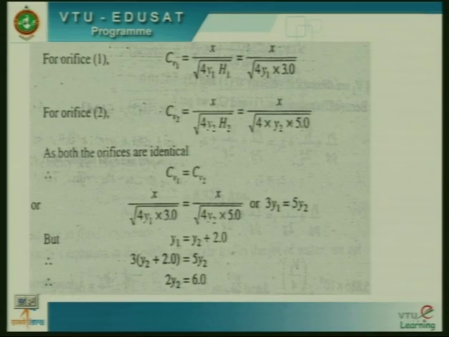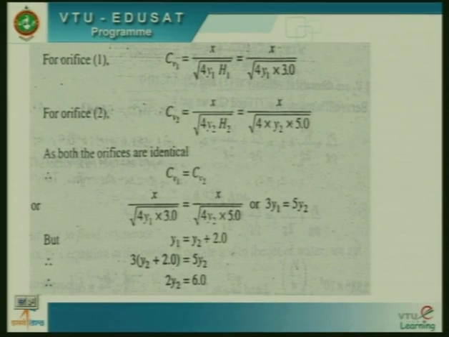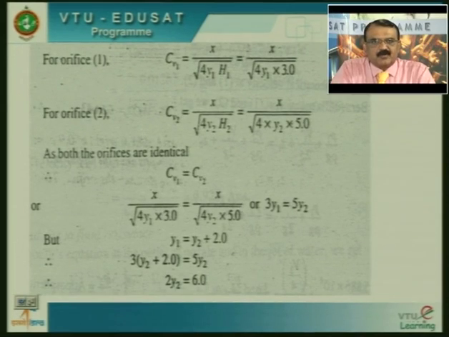Now define the coefficient of velocity for orifice 1 and the coefficient of velocity for orifice 2. We already derived an equation for this coefficient of velocity. Coefficient of velocity is given by the square root of x square divided by 4yh.